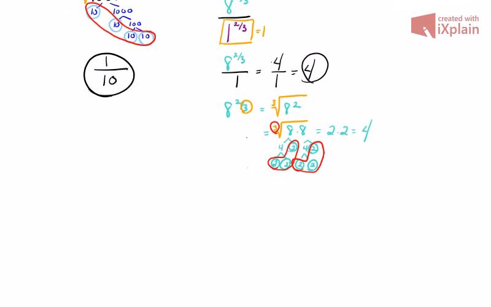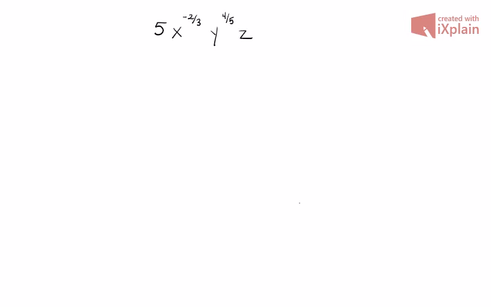Let's make some room for the last 2. Okay. We'll take a look at 5 times x raised to the negative 2/3 times y raised to the positive 4/5 times z. So this is very similar to the first problem that I modeled with you. So we're just going to check through. So 5 seems happy. If I need to actually see the exponent, this 5 is being raised to a positive 1. So 5 is just going to stay where it's at.